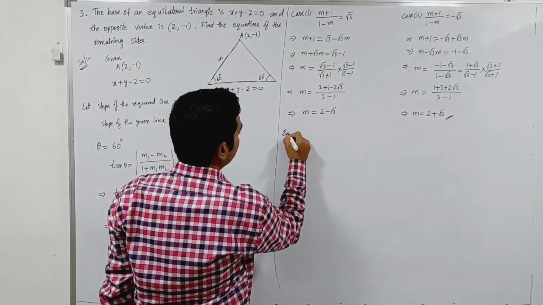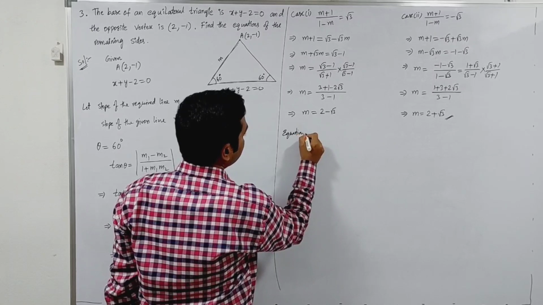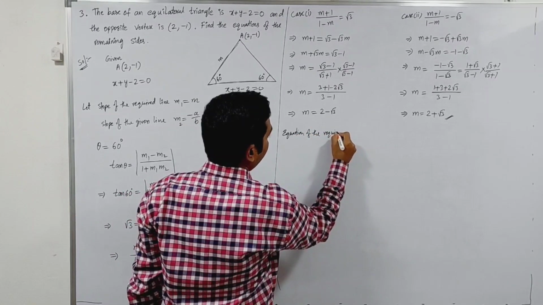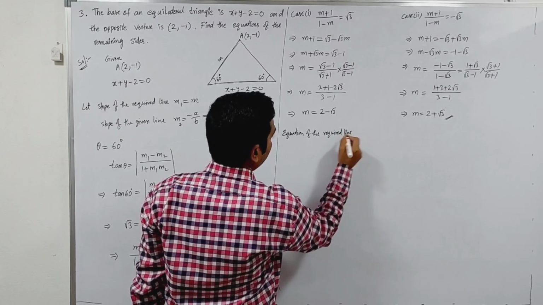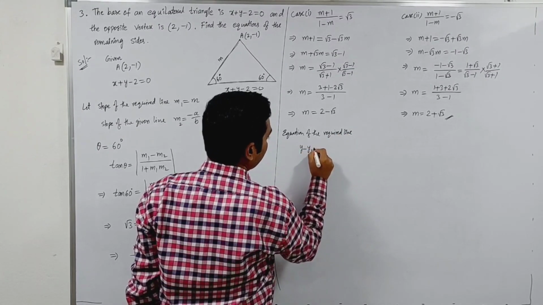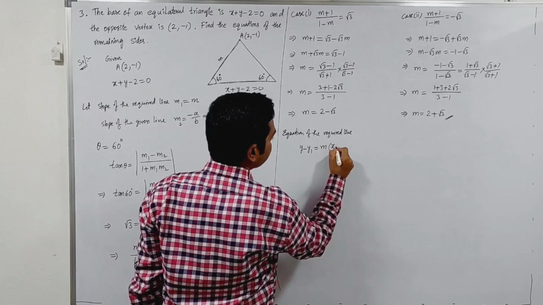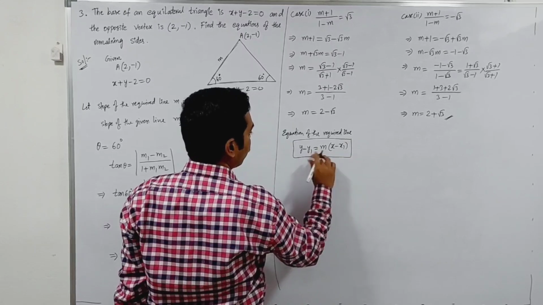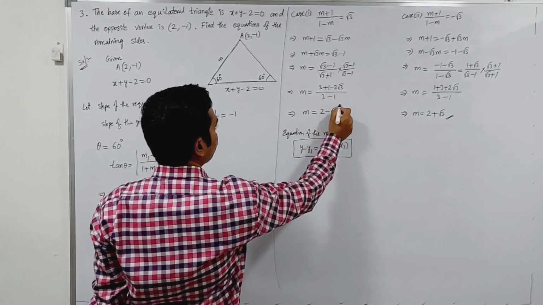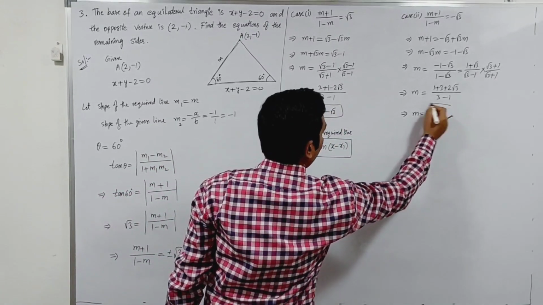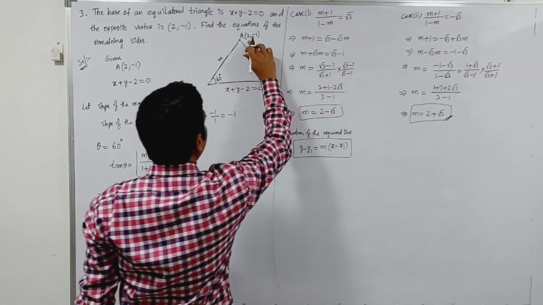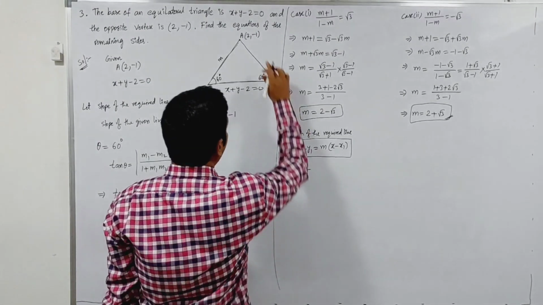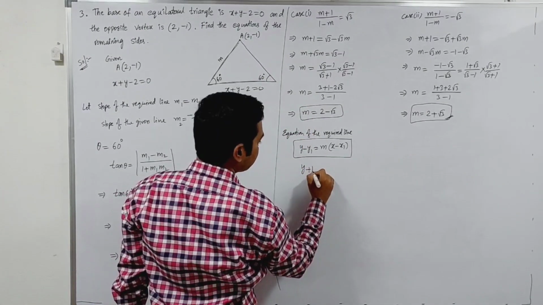Now the equation of the required line, that is y minus y1 is equal to m of x minus x1. By using this formula, the slope point form. Here this is the first slope, this is the second slope, and the given vertex is 2 comma minus 1. Apply the formula y minus y1. y1 is here minus 1. Minus 1 minus means plus 1.